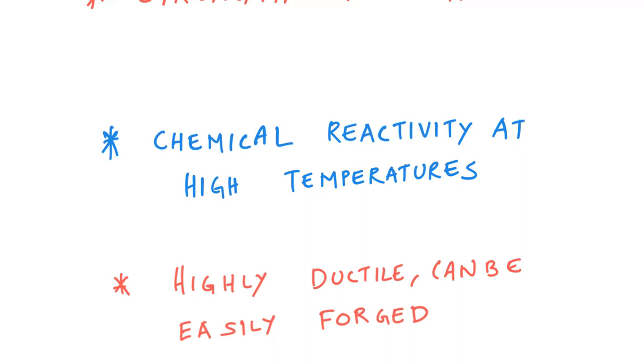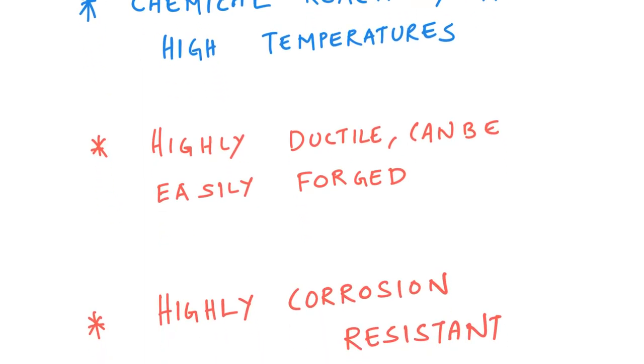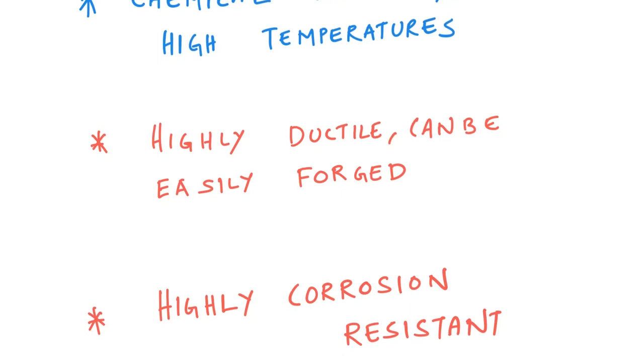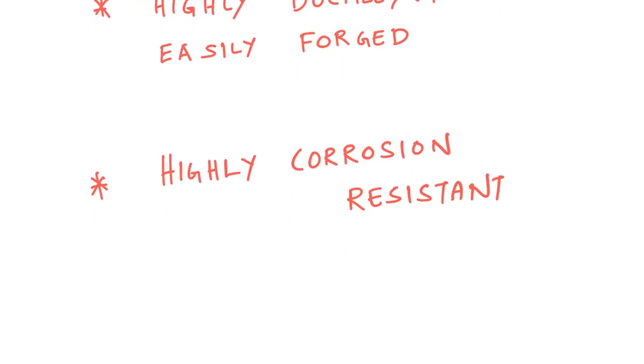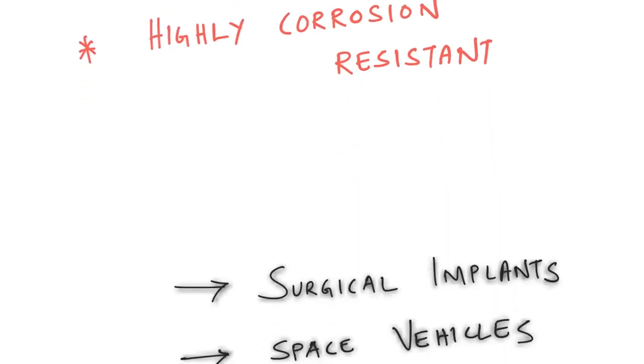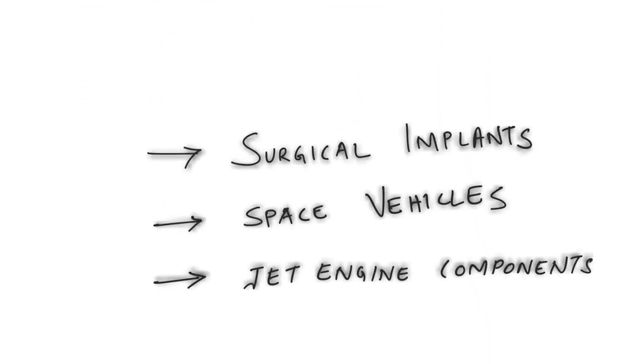That means the whole cost of this particular alloy is very high. It's not a very cheap metal to buy and use. Moreover, talking about the advantages, titanium is very ductile and it can be easily forged as well. Moreover, it is highly corrosion resistant. It has the capability to resist corrosion almost in all environments, like marine or high temperatures.